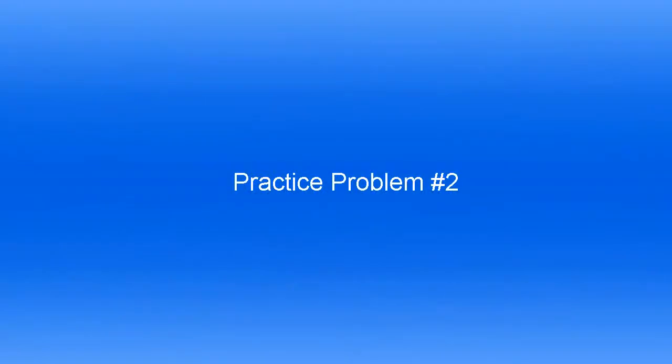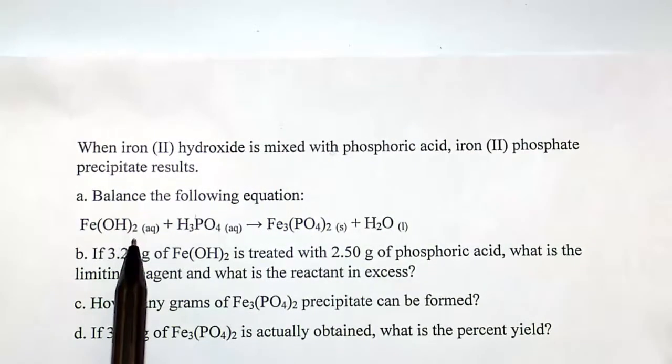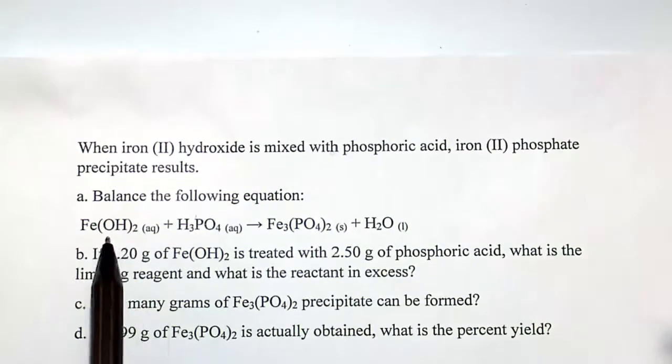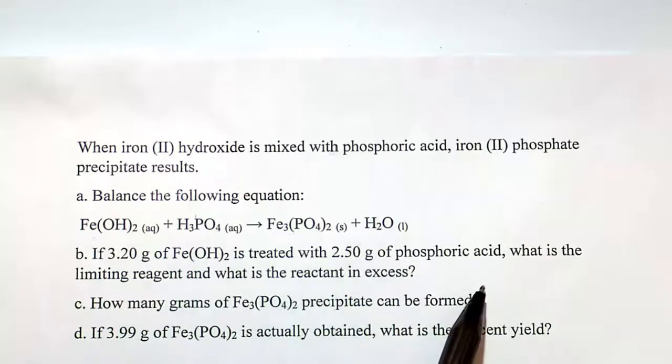Look at problem number 2. When iron 2 hydroxide is mixed with phosphoric acid, iron 2 phosphate precipitate results. So here's our balanced chemical equation: iron 2 hydroxide plus phosphoric acid yields iron 2 phosphate plus water.